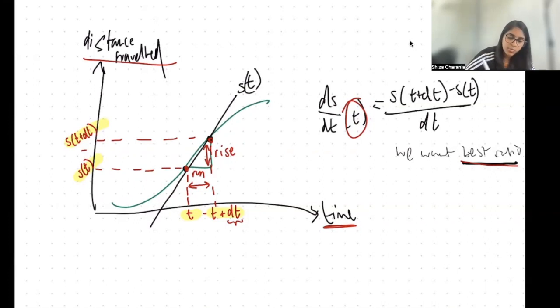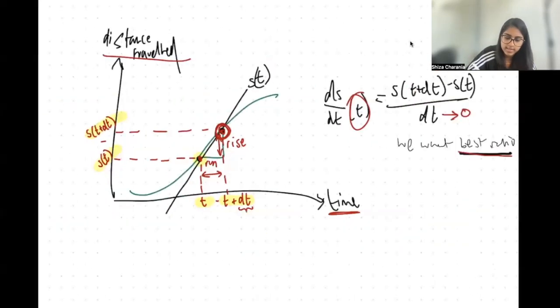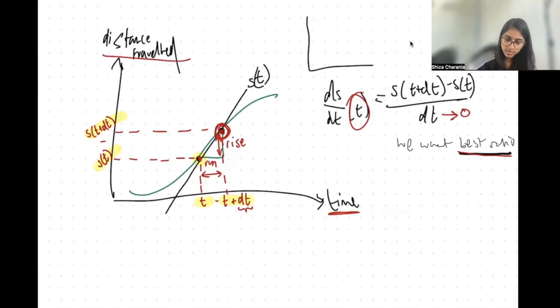And again, because we want to find the value at this point, we can say that as this point over here, this dt approaches 0, we will find the derivative. Because at that point, let's say we have this graph, and I'm going to try to draw the same function like this, s of t.